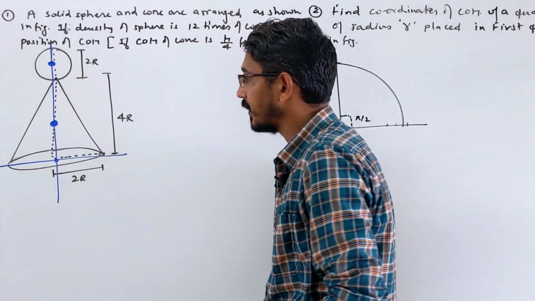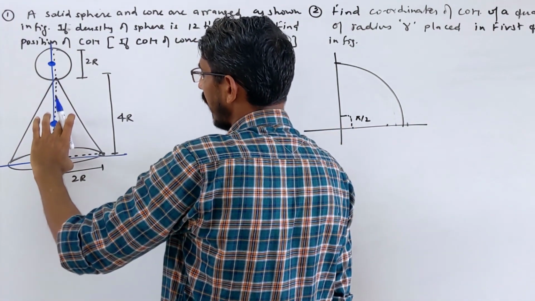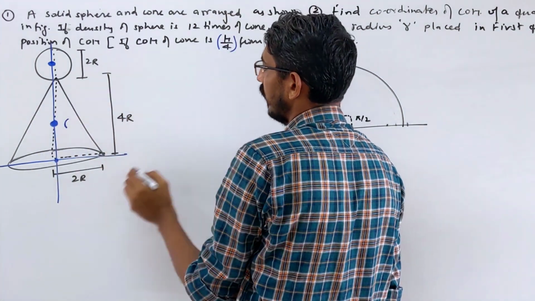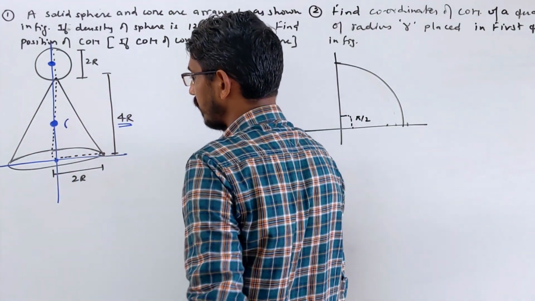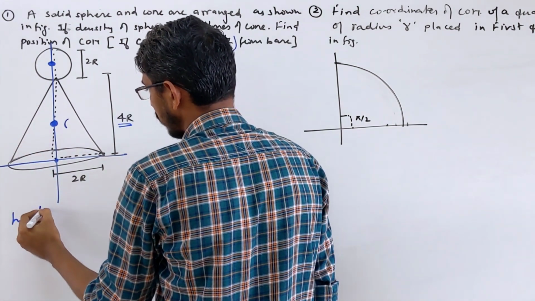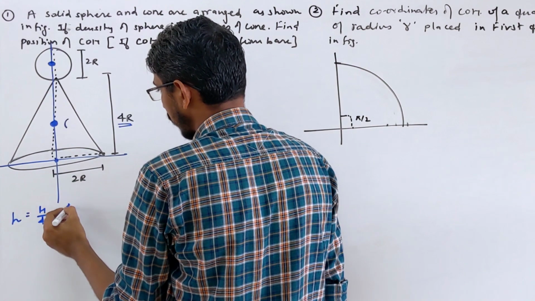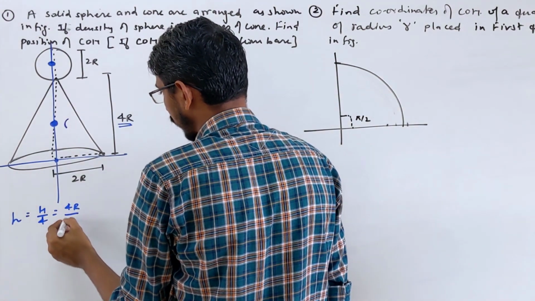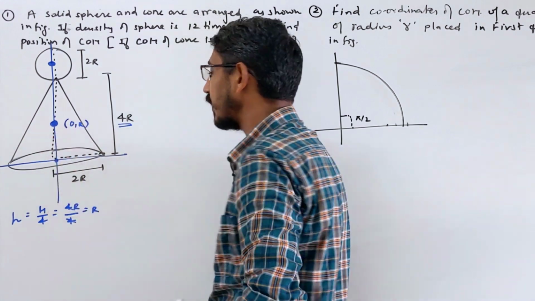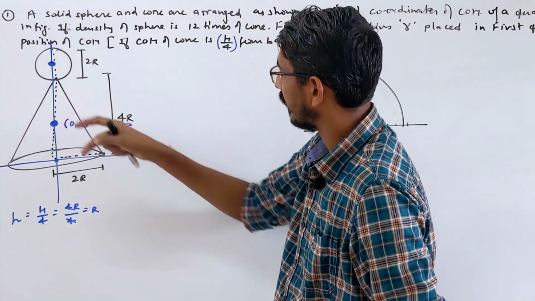Let's write their coordinates. What is the height of that point? You know that height is h by 4, and h is given here as 4r in terms of radius. So the height of the center of mass of this cone will be h by 4. That's the formula. H means here 4r by 4, so that height becomes r. So that becomes 0 comma r. X coordinate is 0, y is r.